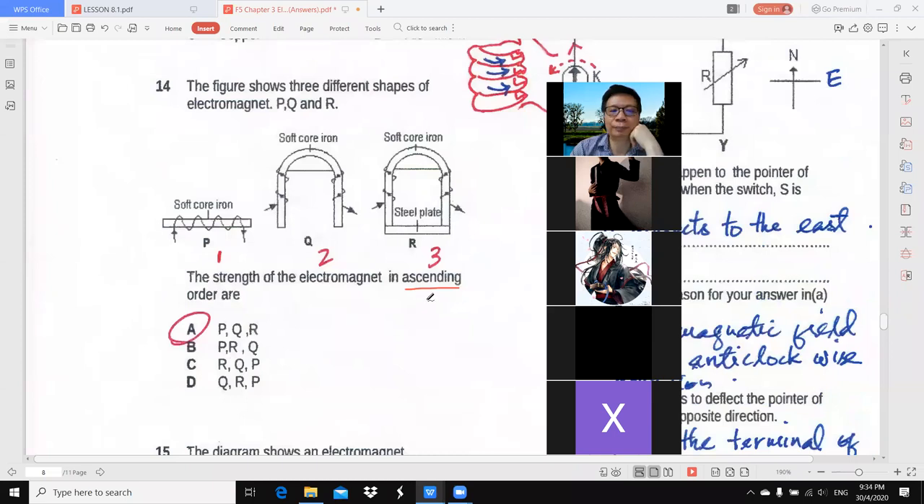Okay, let me tell you why this one is the strongest, even stronger than this, you know. Last week we said U-shape is very strong, isn't it? Of course, U-shape is stronger than the straight line. This one is number two. Okay, number three is U plus a steel plate here. You put a piece of steel here. This bit of steel will focus the magnetic field. Even this piece helps to concentrate the magnetic field. When you have something to concentrate the magnetic field, you can make the magnetic field even stronger than this. So ascending order, this is number one, number two, number three.